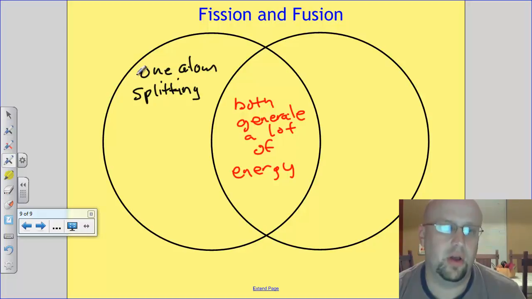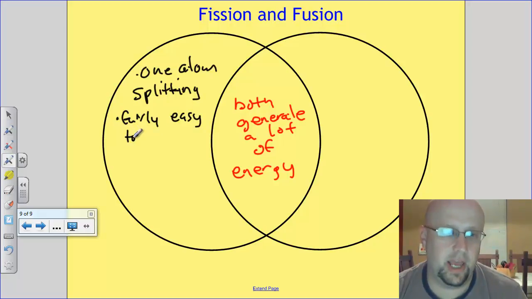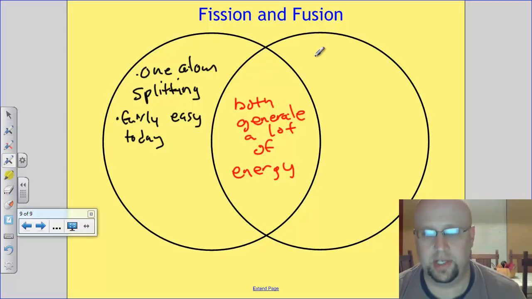Okay, so one atom splitting. It's fairly easy and controllable. Okay, it's fairly easy to do today. We have nuclear reactors all over the place. Some places like France, they get the vast majority of their electricity from nuclear power. This is what nuclear power plants do basically every day.